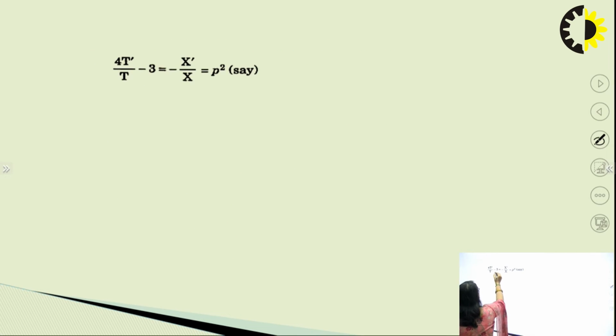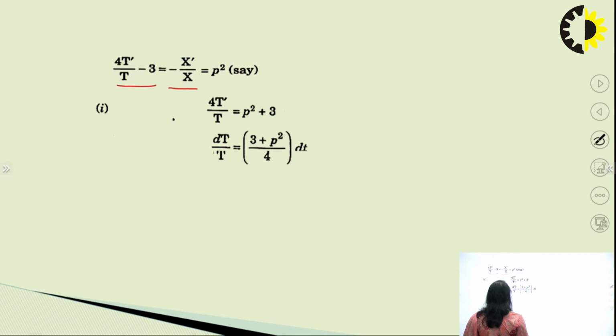So suppose I take 3 with 4T dash upon T. So this 4T dash upon T minus 3 is equal to minus X dash upon X, and I consider that this ratio to be equal to p square, suppose. Now one thing is to be seen, that taking this 3 with the T or with the X variable ratio won't make any difference to our solution. The final solution will be balanced accordingly. So suppose I consider 4T dash upon T equal to p square plus 3.